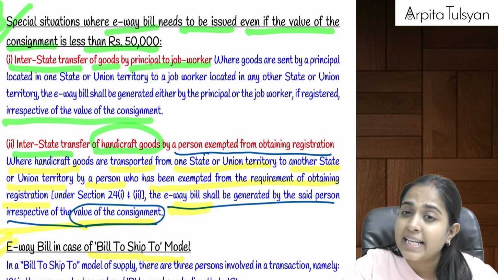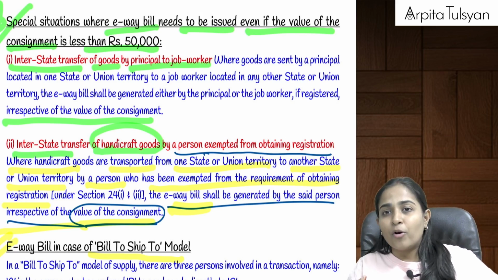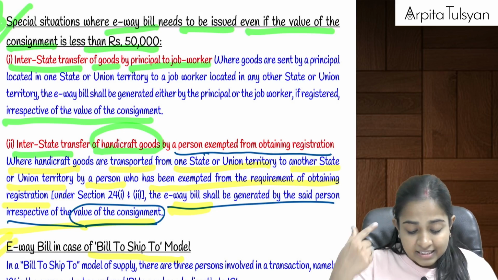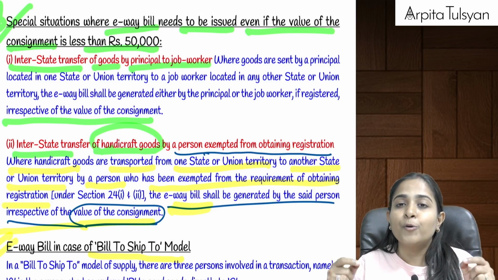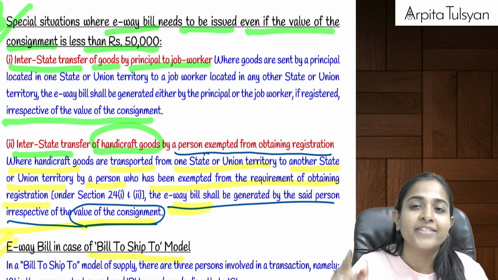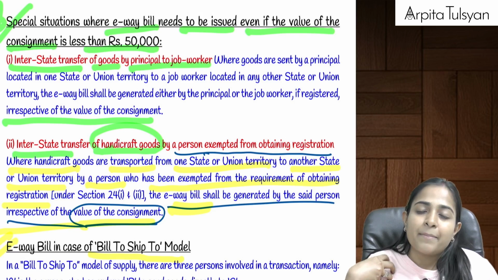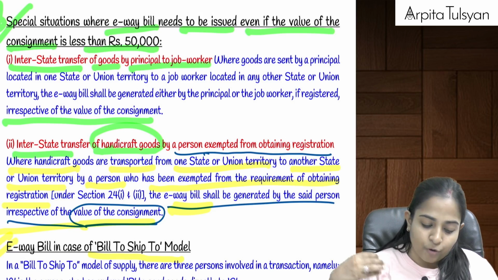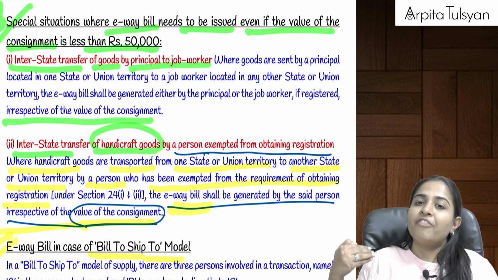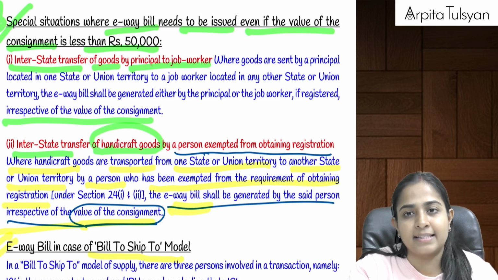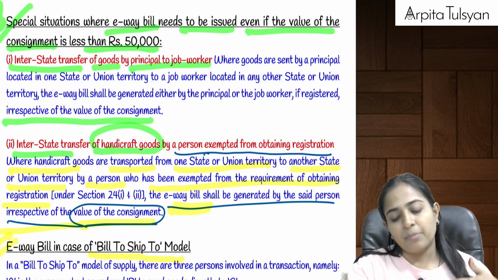Okay, even if the value is less than 50,000, e-way bill is mandatory, but only if it is interstate. And one more exception: whenever there is interstate transfer of handicraft goods by any person who is exempted from obtaining registration under section 24. If such a person is transferring handicraft goods from one state to another state, only interstate, then irrespective of the value of such handicraft goods, e-way bill is mandatory.